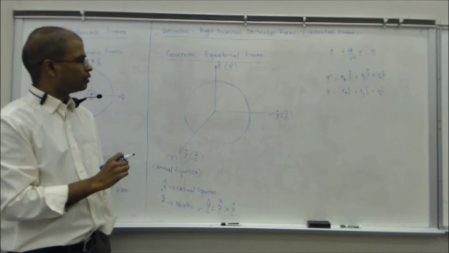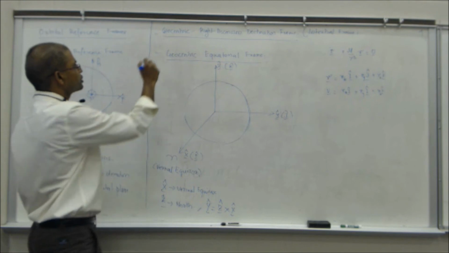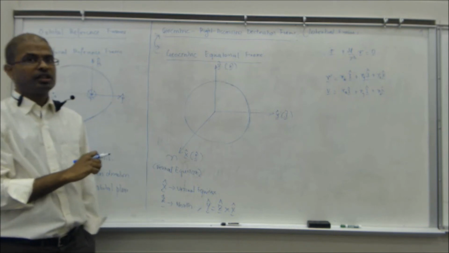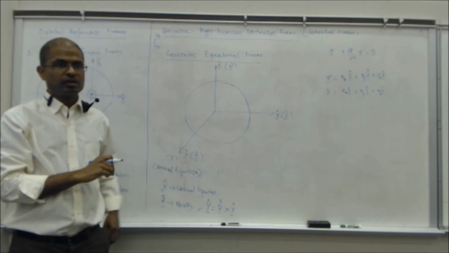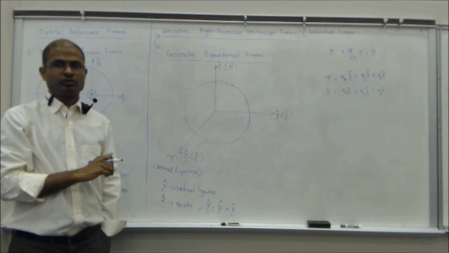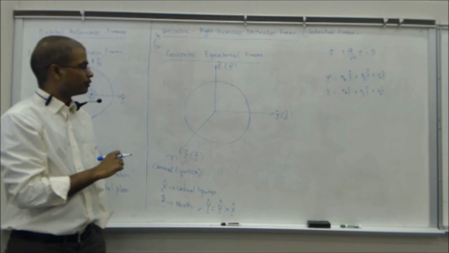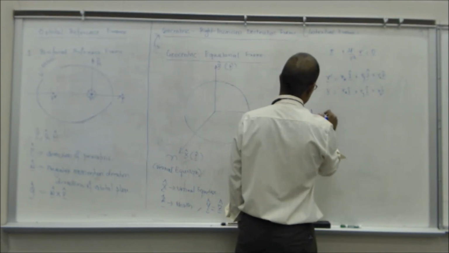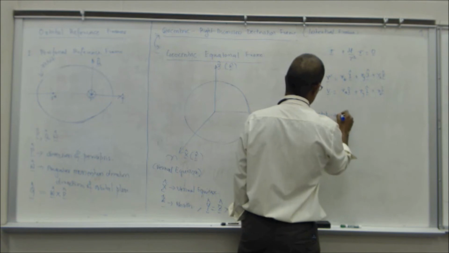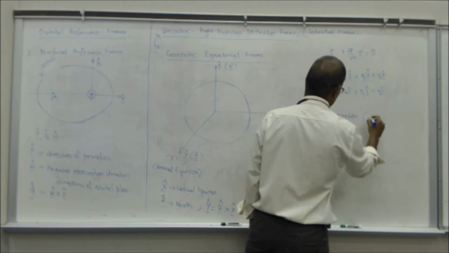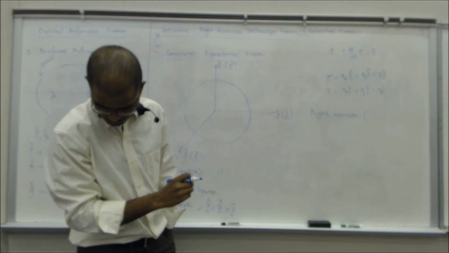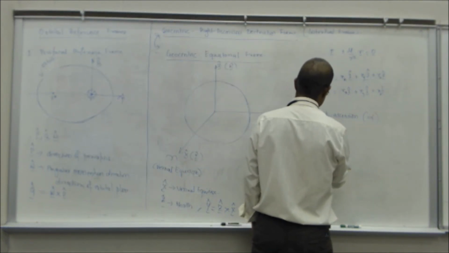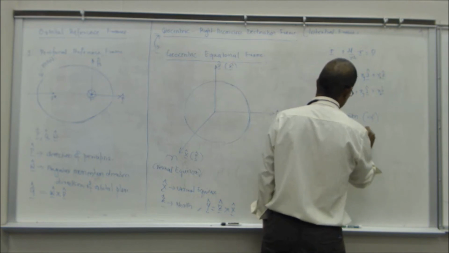Now, what you need to understand here is the relationship between these two frames: the right ascension and declination frame, and the geocentric equatorial frame. Right ascension is an angle, which we denote by alpha, and the declination we denote by delta.